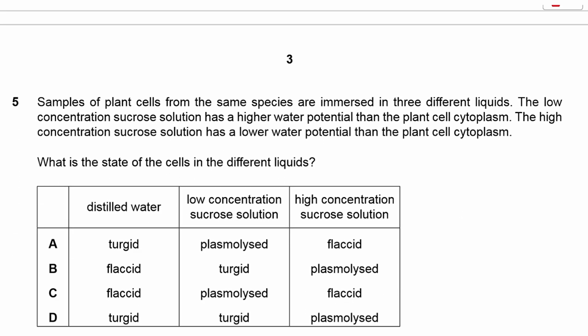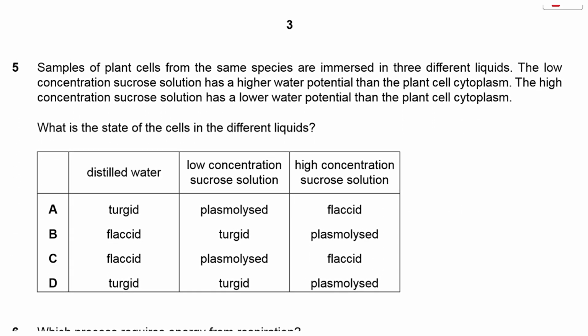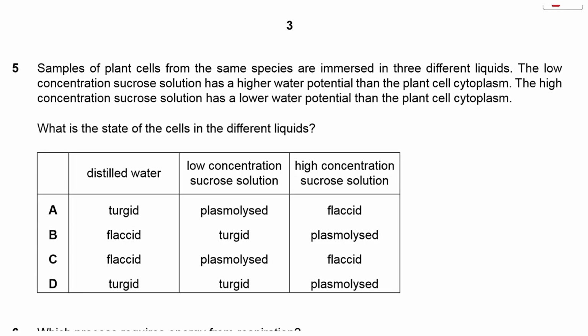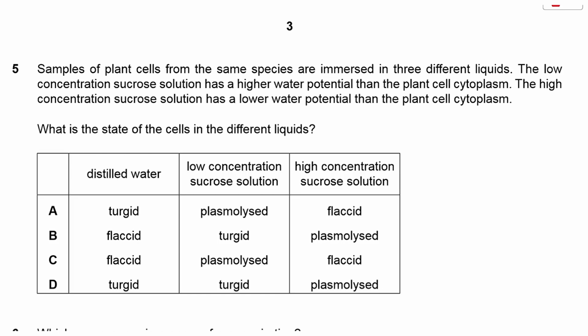Number 5 says, samples of plant cells from the same species are immersed in 3 different liquids. The low concentration sucrose solution has higher water potential than the plant cell cytoplasm. The high concentration sucrose solution has lower water potential than the plant cell cytoplasm. Now when we say low concentration, it means we have less amount of salt. Hence, we'll have a high amount of water. That's why we say it has higher water potential. And when we say high concentration of sucrose solution, it means we have a high amount of sucrose relative to water. That's why we have low water potential.